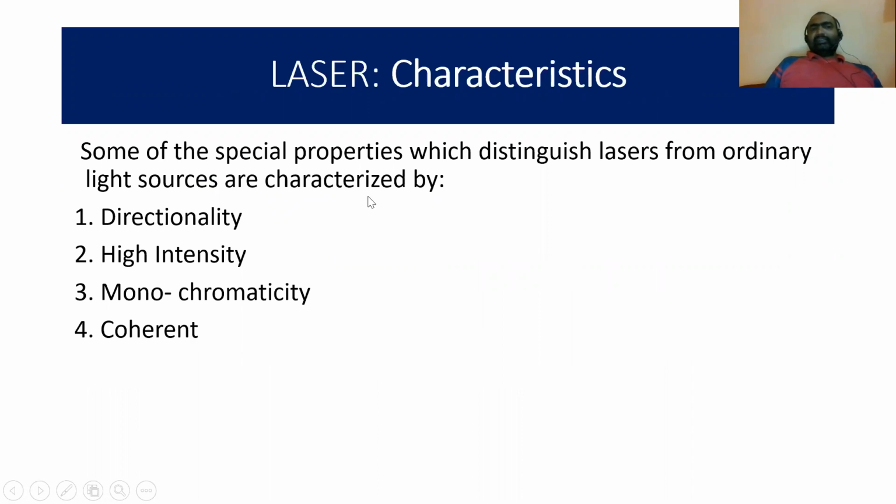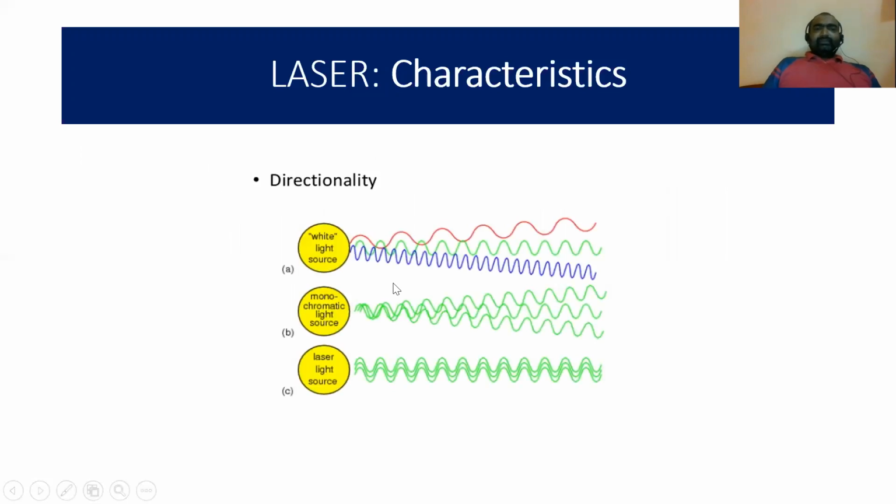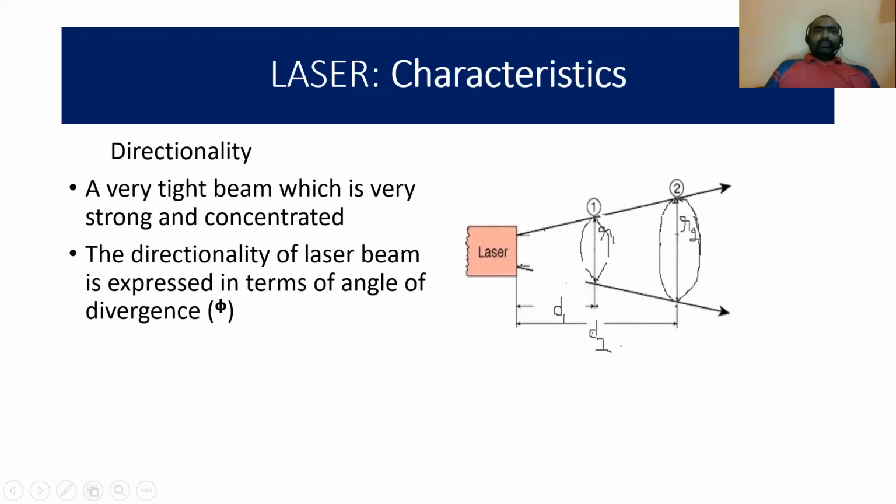Let us see some of the special properties which distinguish lasers from ordinary light sources: directionality, high intensity, monochromacity, and coherence. Let us see one by one. What is directionality? A very tight beam which is very strong and concentrated. The directionality of a laser beam is expressed in terms of the angle of divergence phi.